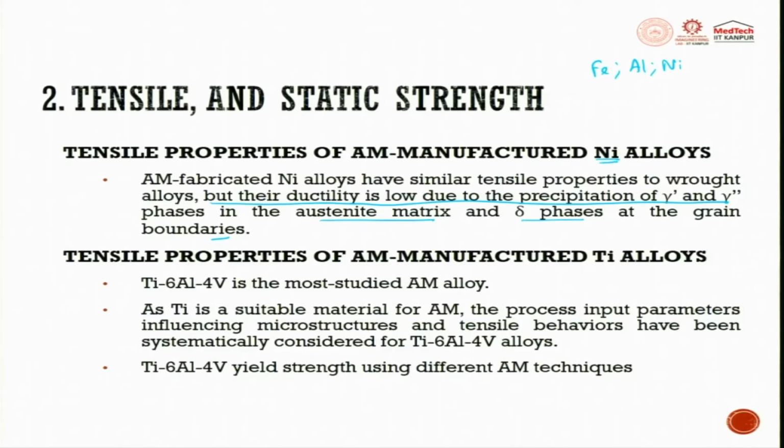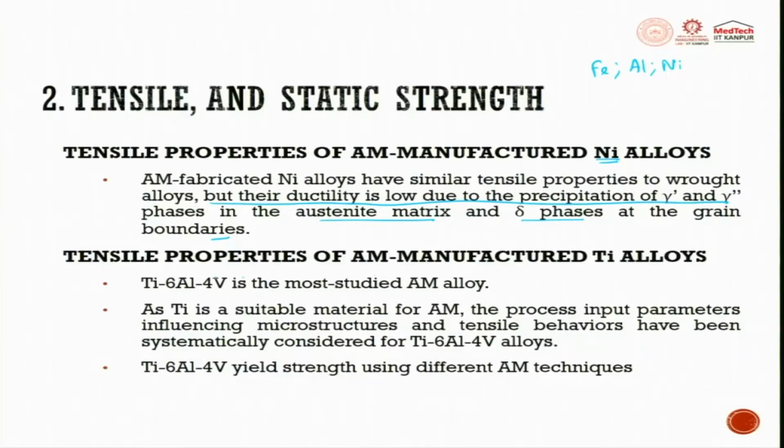Not many research publications have come out on nickel, and there are few domains where nickel alloys are exhaustively used. But generally iron and aluminum, and nowadays people are also trying to use magnesium. The other thing is the tensile property of titanium, the next exhaustively used alloy. Here titanium is used for biomedical applications, auto and aero applications.